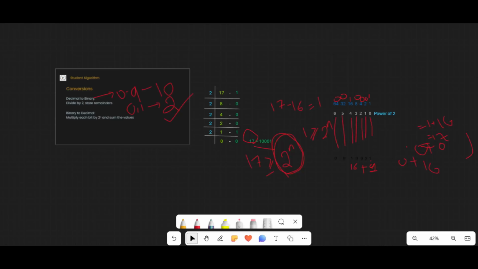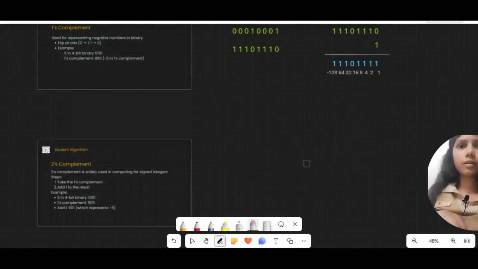Now let's look into another topic, ones complement and twos complement. We will be using ones complement and twos complement to represent negative numbers. We have written 17 in a binary representation. What about minus 17? How can we represent minus 17? This is all what we need to learn.